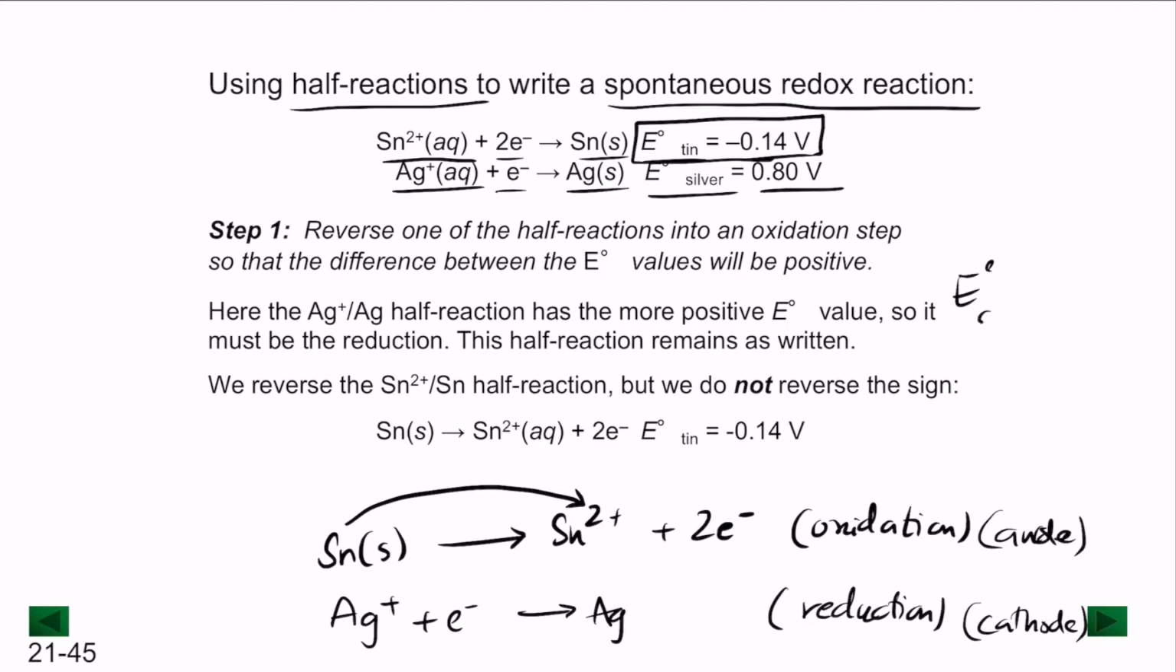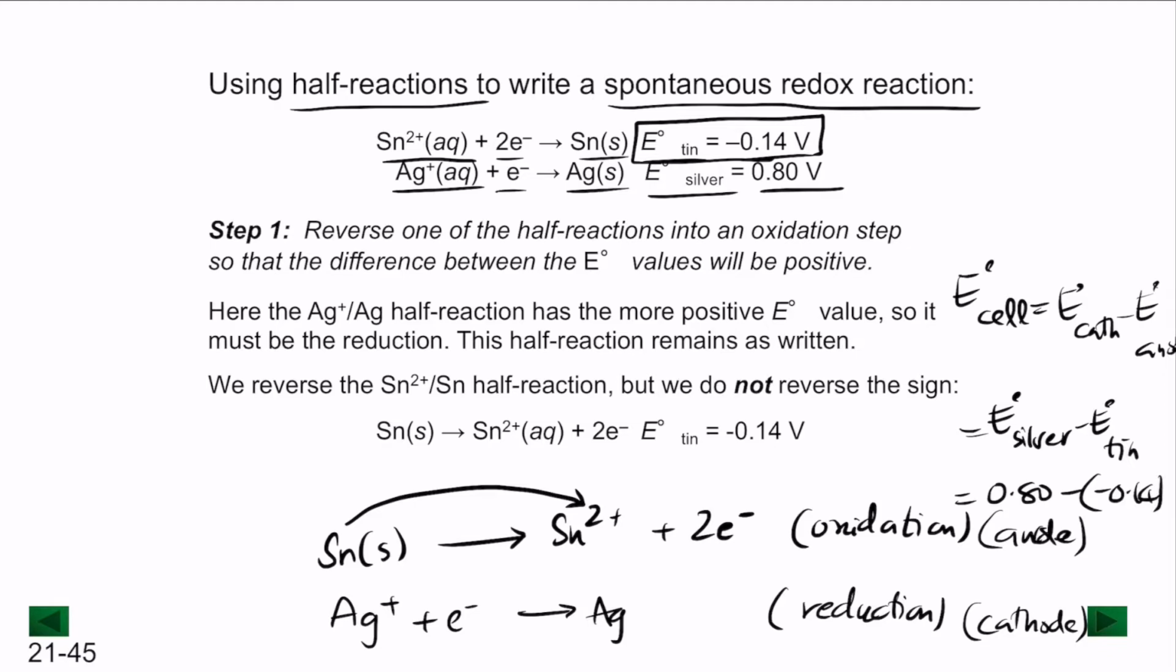So the E of the cell becomes E of cathode minus E of anode. The cathode that we have decided here is silver. So E of silver minus E of tin. The cathode value is 0.80 minus negative 0.14, which becomes 0.94 volts.